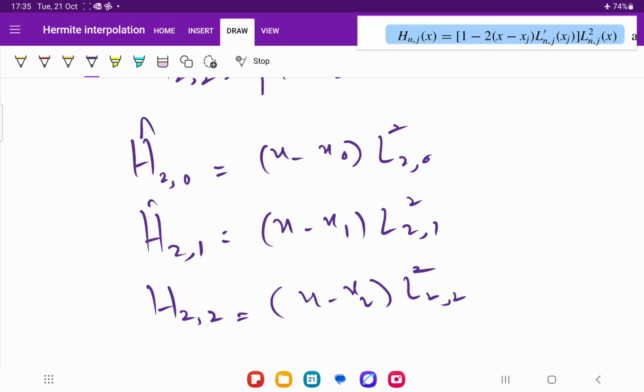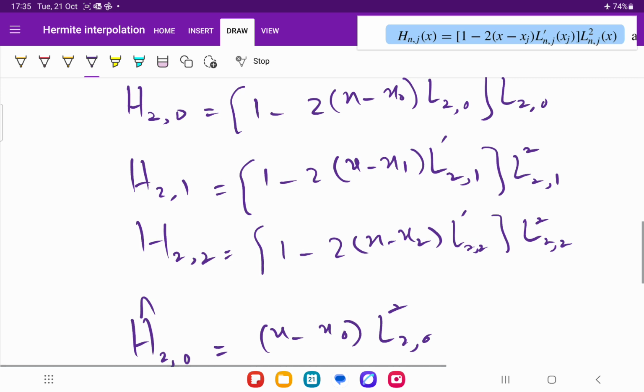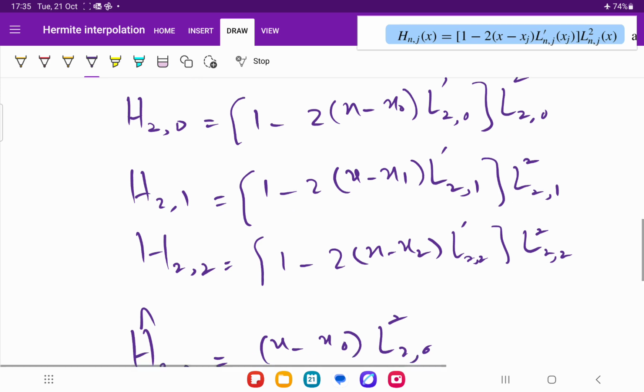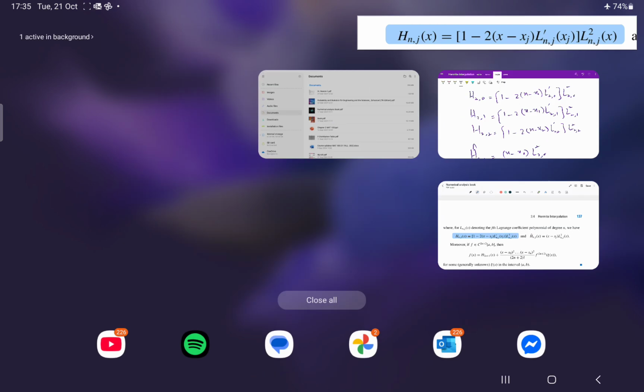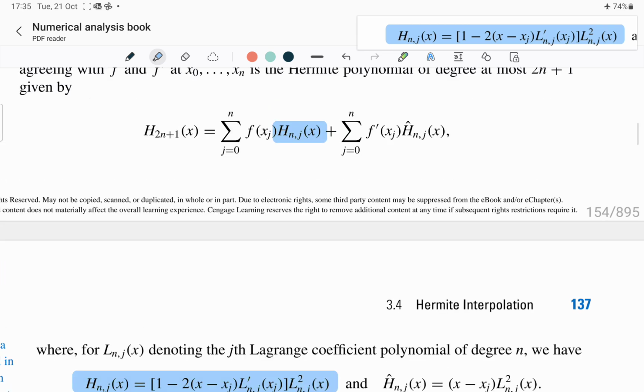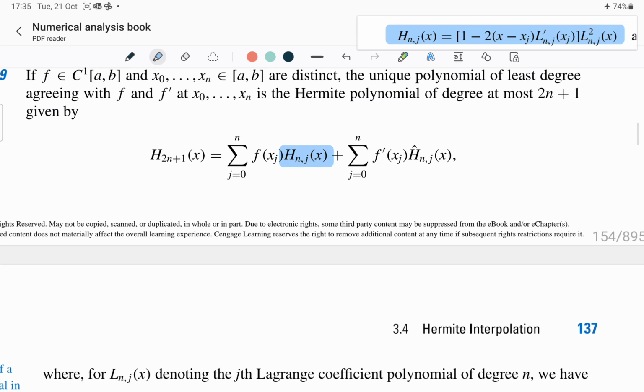The original equation, the sum of the one before. Yeah, first one, not this one. You didn't write it, so it's in the book. This one? The one in the book, the one that has h and h hat. Yeah, in the book. Yeah, this is the main formula.